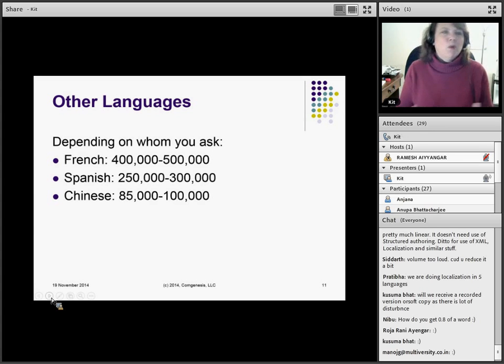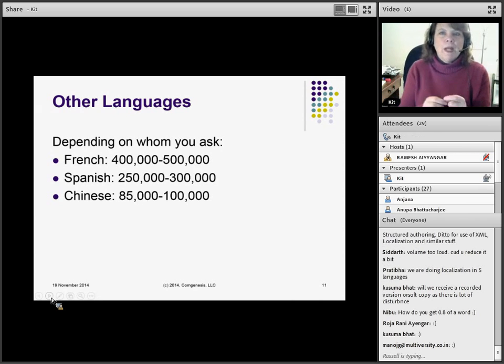So they could be between 400 and 500,000. Depending on which version of Spanish you're talking about, it could be 250 to 300,000. In Chinese, 85 to 100,000. And it's for this reason that controlled language is necessary, because one word in English might not have an equivalent word in another language, and all of you speak more than one language, I think.